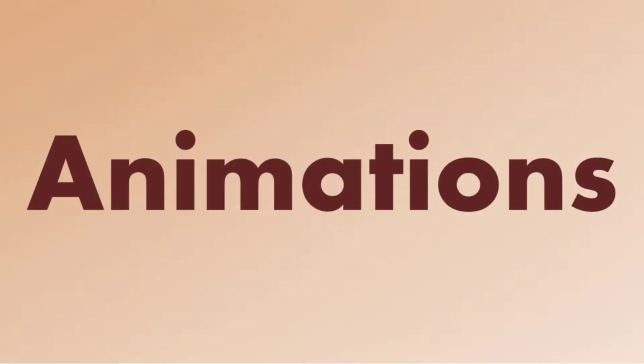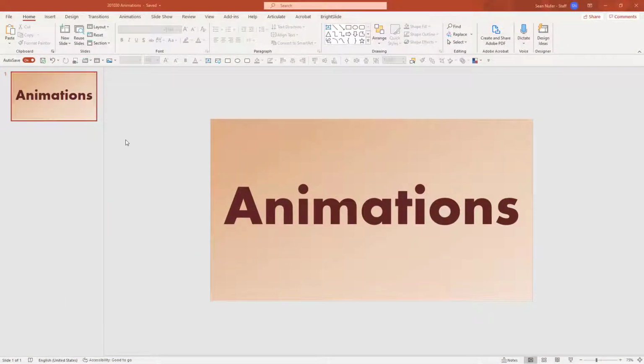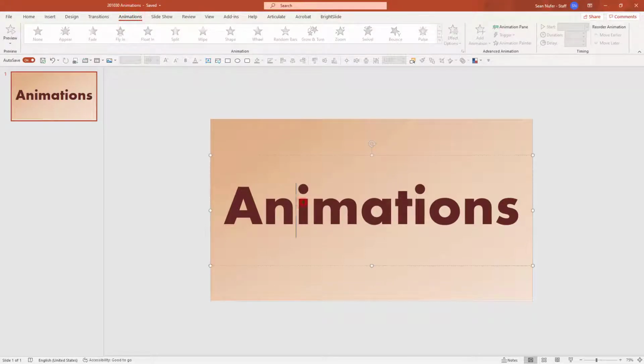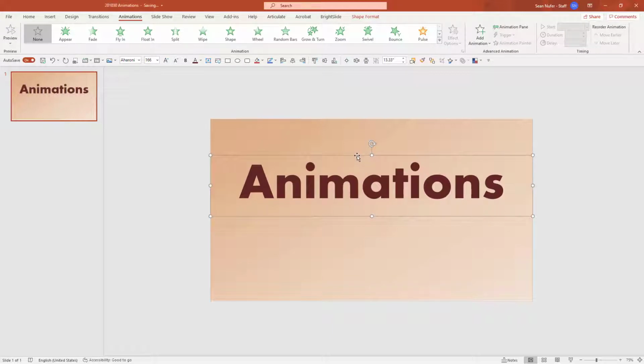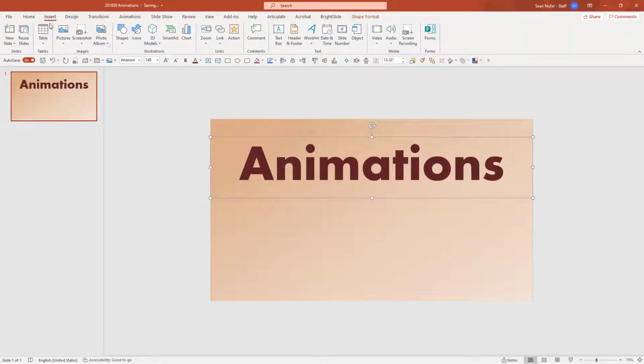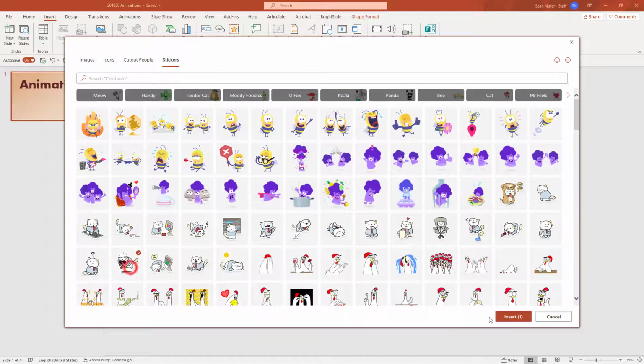Animations are a great way to engage your audience and bring interactivity to your PowerPoint slides. In order to access the library of animations, you'll click on the Animations tab to pull up the Animations ribbon. I'm going to make a few adjustments to this slide, moving the text box up, and let's insert another element. And let's insert a sticker from stock photography. I'll click on stock images, I'll go over to the stickers, and I'll just pick something at random.